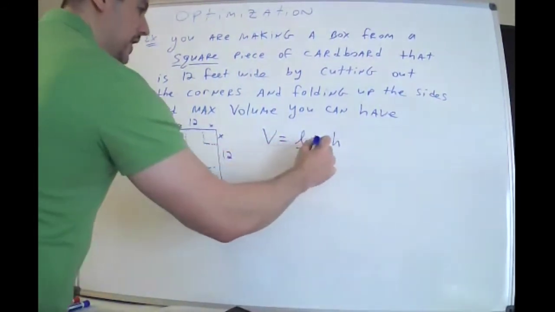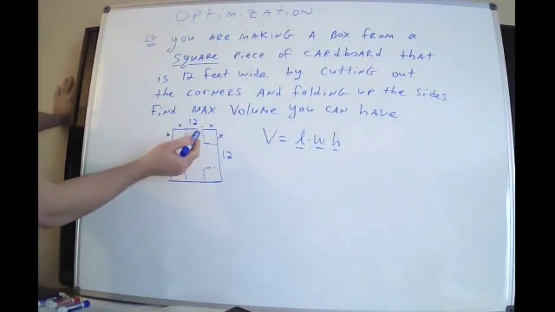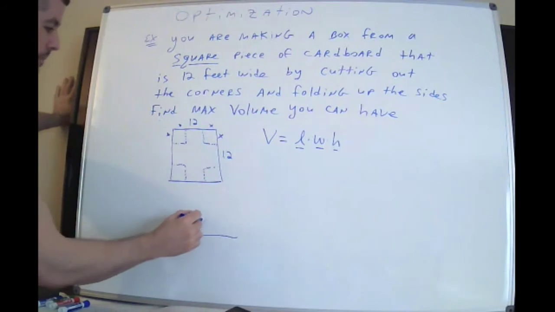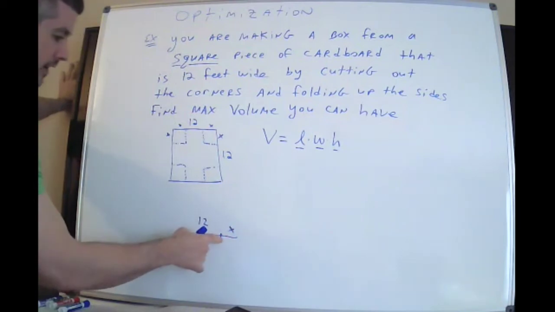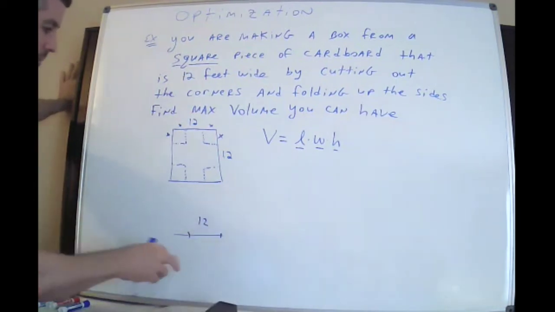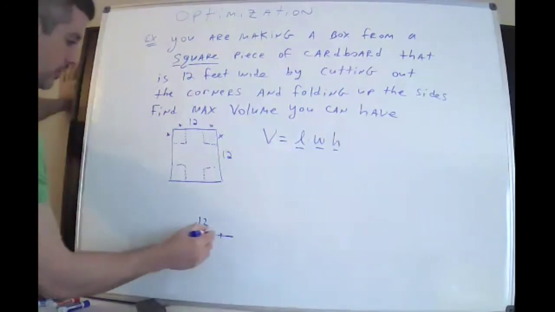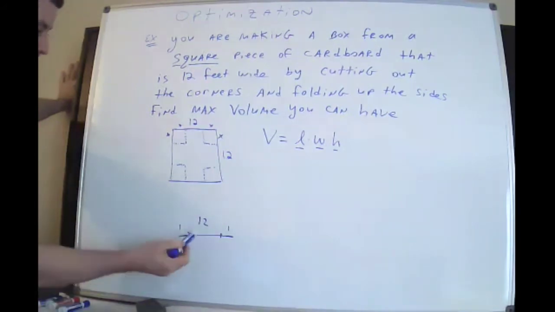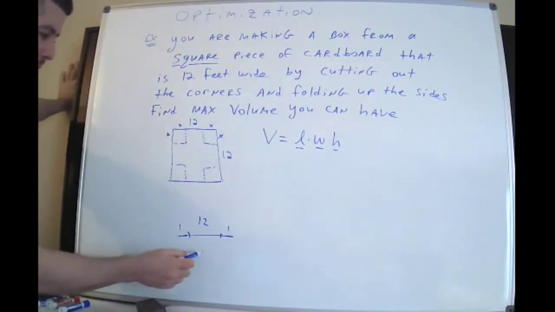Now, I need all of these to have the same letter. Conveniently, I'm removing the same amount from each corner. So the question is, here's this side, right? I just have this side. I'm going to chop off X from that side, and I'm going to chop off X from that side. Let's say I chopped off 1 and I chopped off 1. That side would be, you'd lose 1 here, which would make it 11, and you'd lose another 1 here, which would make that side 10.